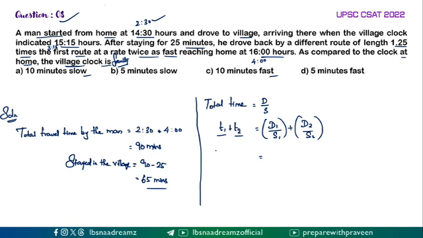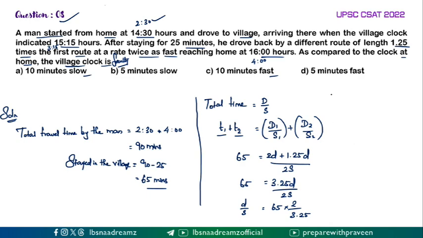So total time is equal to 65, is equal to 2d plus 1.25d, 1.25, right? The whole divided by, we can tell 2s. So 65 is equal to 3.25d by 2s. So taking the ds here, d by s is equal to 65 into 2 by 3.25.